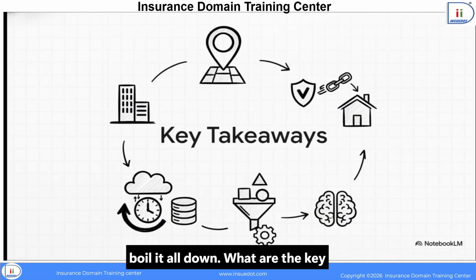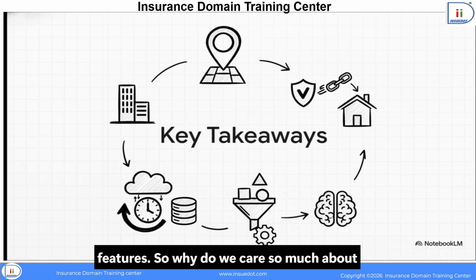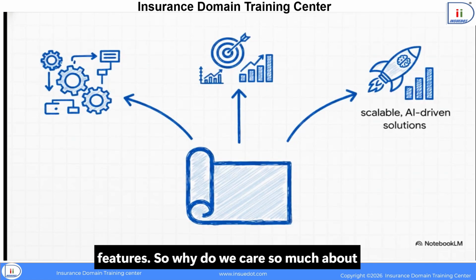So, let's boil it all down. What are the key things you have to nail on your next project? First, location, location, location. Get that granular data right or nothing else matters. Second, those data linkages are critical. Make sure coverages are tied to specific risks. And third, remember the goal of AI isn't just to store data, but to use that raw data to create new, intelligent, derived features.